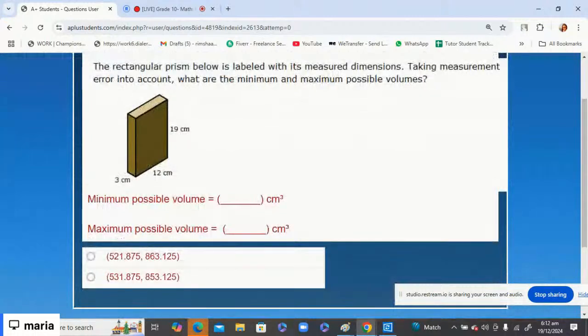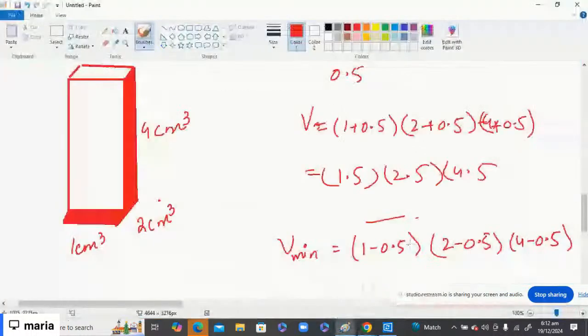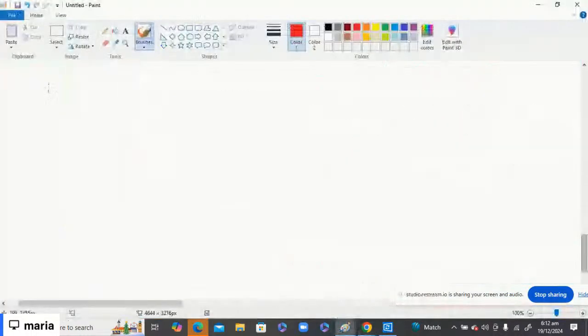Okay, for finding the volume, you use this way. So the dimensions are 3, 12, and 19. Okay, the possible error is 0.5.